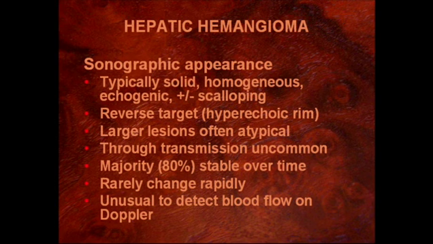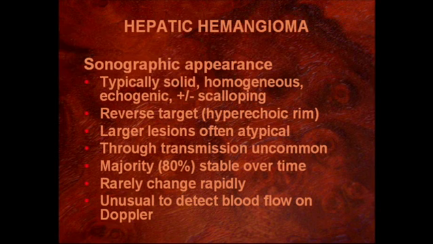The sonographic appearance of hepatic hemangioma is typically that of a solid lesion that's homogeneous and uniformly echogenic, sometimes with, sometimes without slight scalloping of the margin. A reverse target appearance, that is a lesion that has a hyperechoic rim, is also very typical of hemangiomas, but seen less often. Larger lesions are often atypical. Through transmission does occur, but it is uncommon.